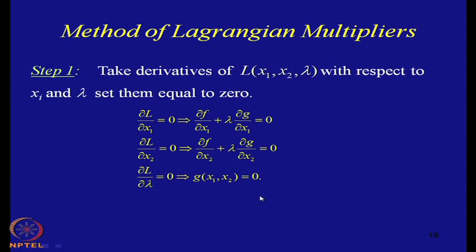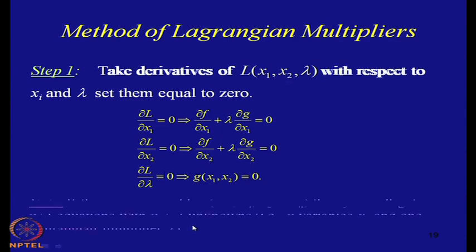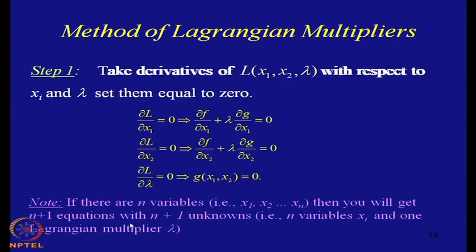Now, what do we get from step 1? We get 3 equations and 3 unknowns. Unknowns are x1, x2 and lambda. Therefore, solving these three equations, we will get the possible extreme point for the given optimization problem, that is x1, x2, lambda. Now, one thing to be noticed is that if we have n decision variables and m constraints, and here we have considered only one constraint, this necessary condition will give us n plus 1 equations with n plus 1 unknowns in general.